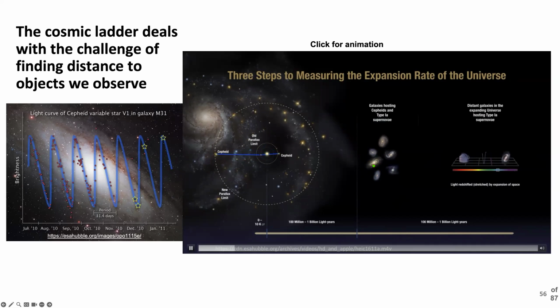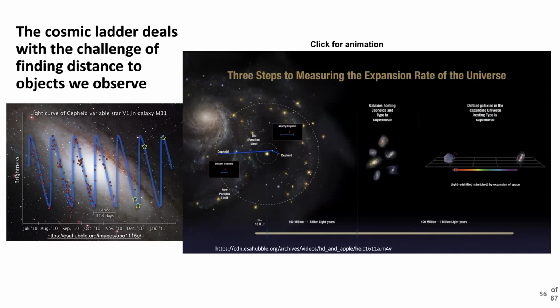You can see these things flashing every once in a while. Those are supernova events. They occur about once per galaxy in 100 years. I don't know if that's right, but it's a rare event. But if you're looking at millions of galaxies, you're going to see supernova events all the time.